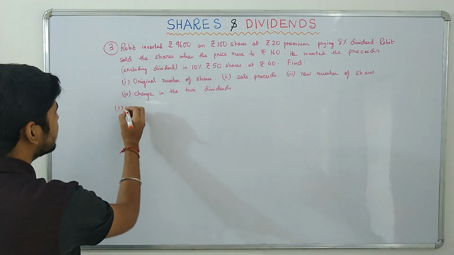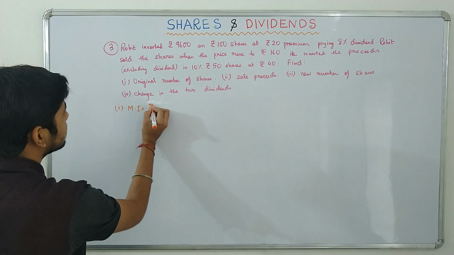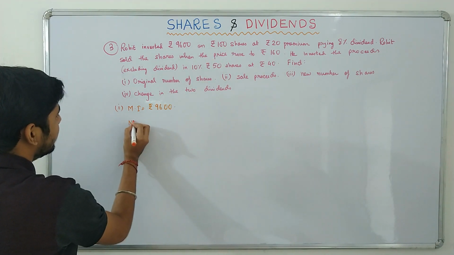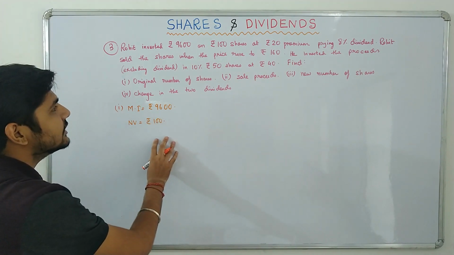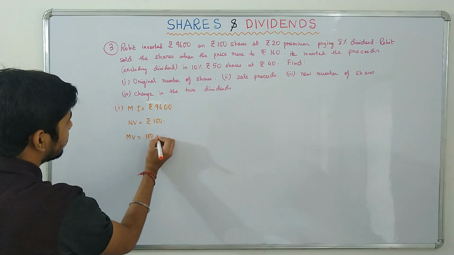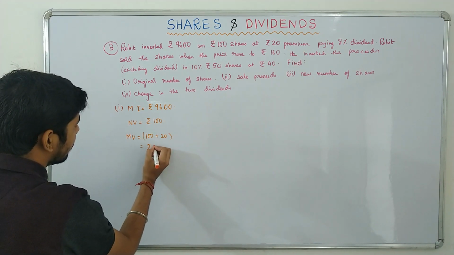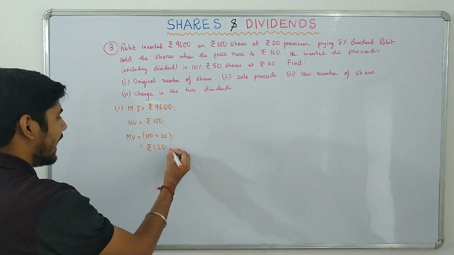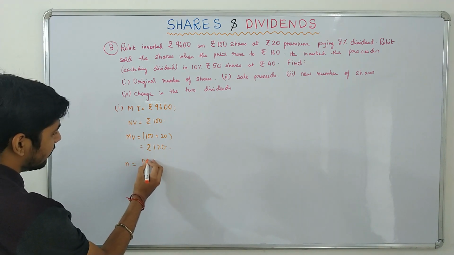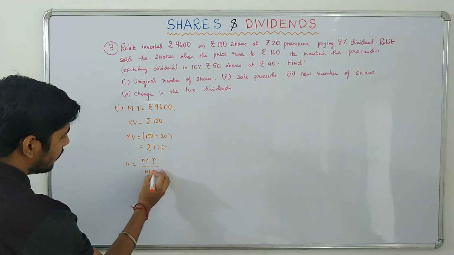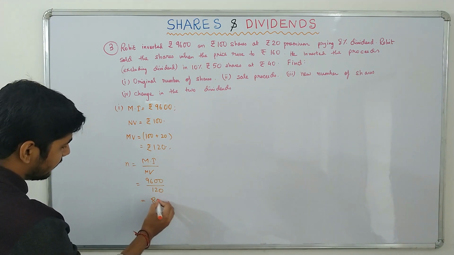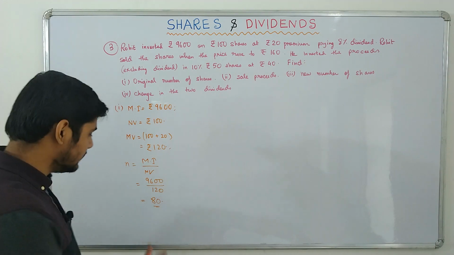In the first transaction, the total invested money is equal to rupees 9,600. The nominal value is rupees 100, so NV is equal to rupees 100, and the shares are being sold at rupees 20 premium. That means the market value will be equal to 100 plus 20, which is equal to rupees 120. Now we know the money invested and the market value, so we can calculate the number of shares. Number of shares N is equal to money invested divided by the market value, which is equal to 9600 divided by 120. So we get it as 80. So the number of shares originally bought is 80.